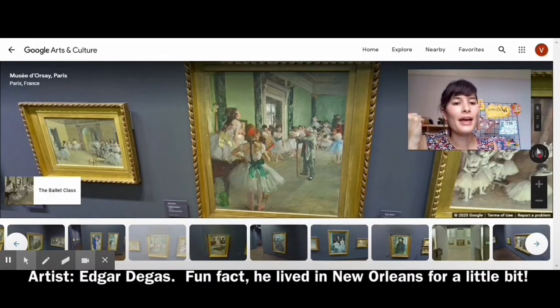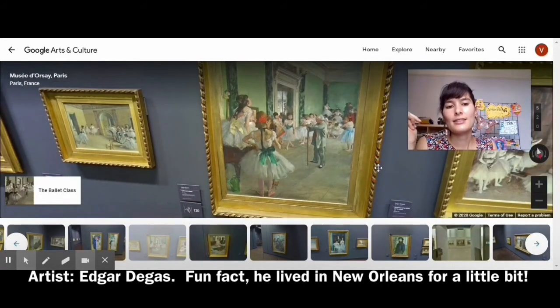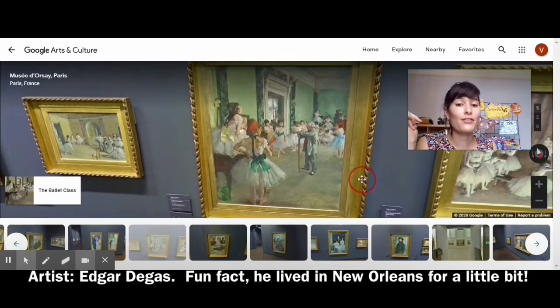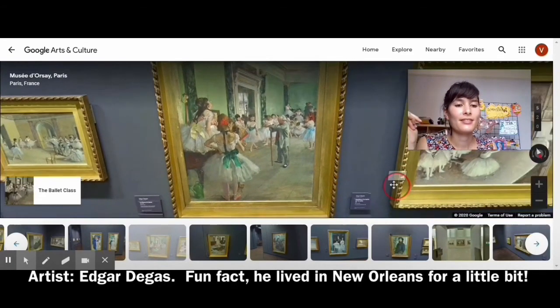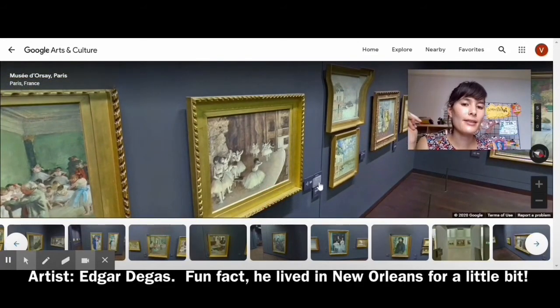Degas, he loved to paint dancers. He loved to paint movement in his pieces. This one is called the Ballet Class. It's a very, very famous one. He loved to go study ballerinas and paint them.